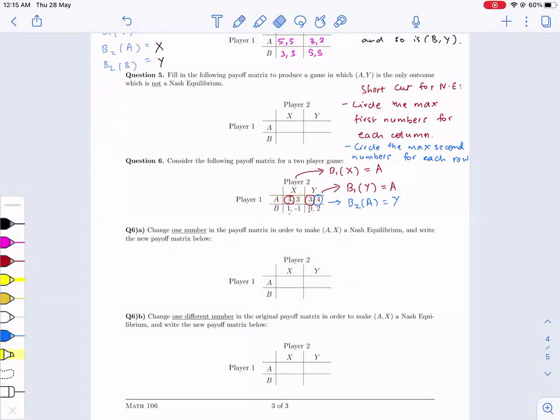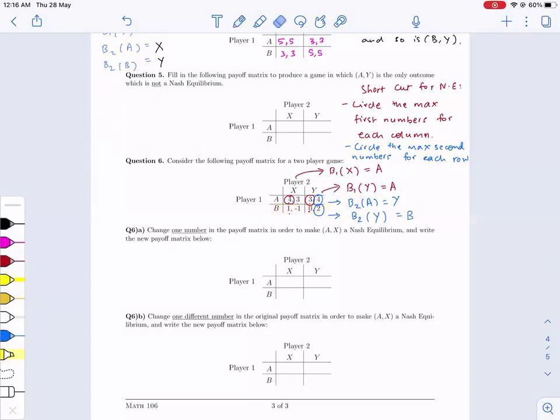Similarly, look at the second row corresponding to strategy B. Look at the second numbers, -1 and 2. Circle the maximum, that is 2. And this tells you that the best response for player 2, if player 1 plays strategy B, is Y.